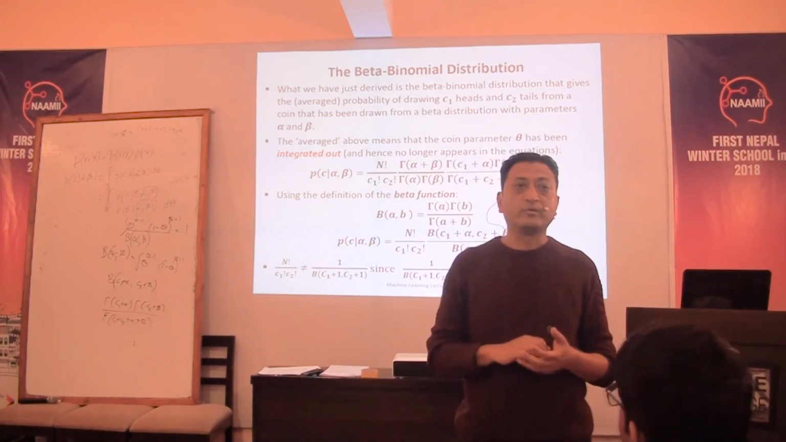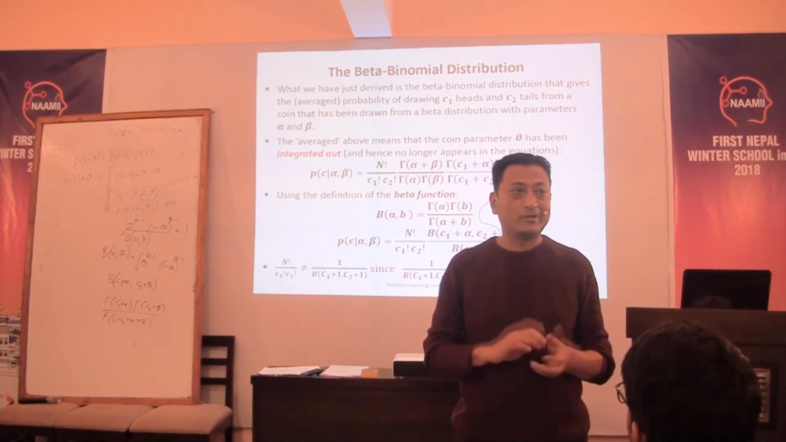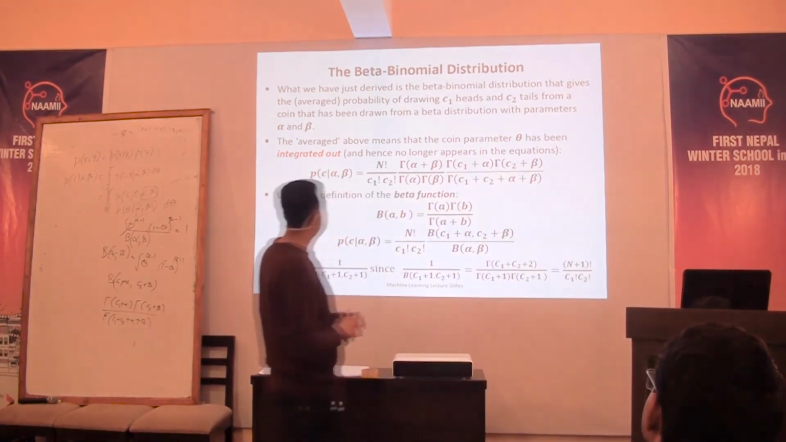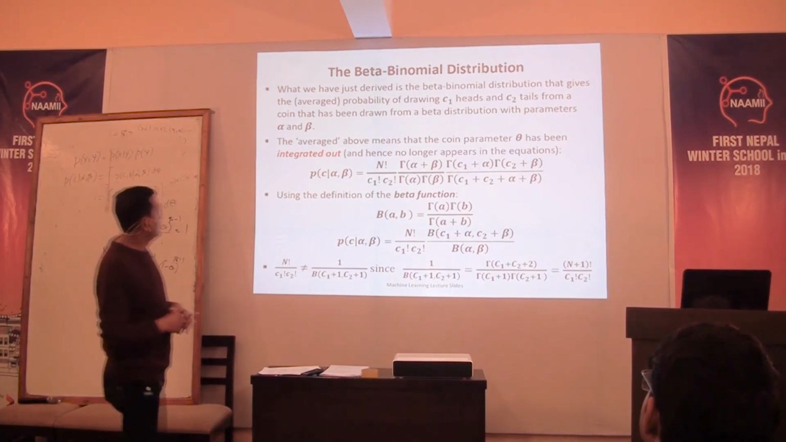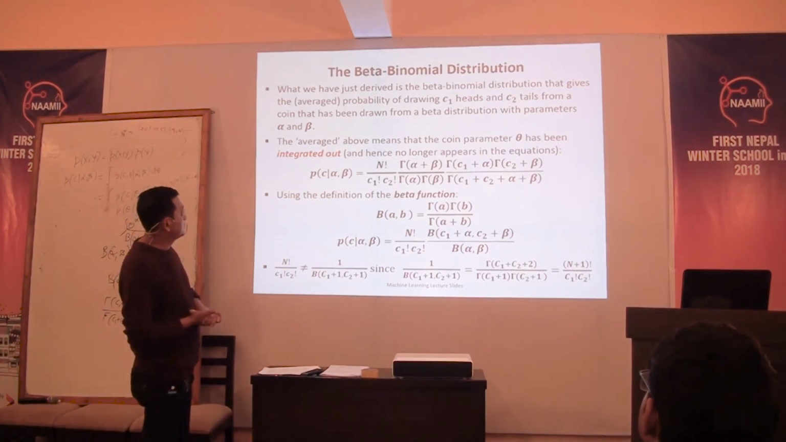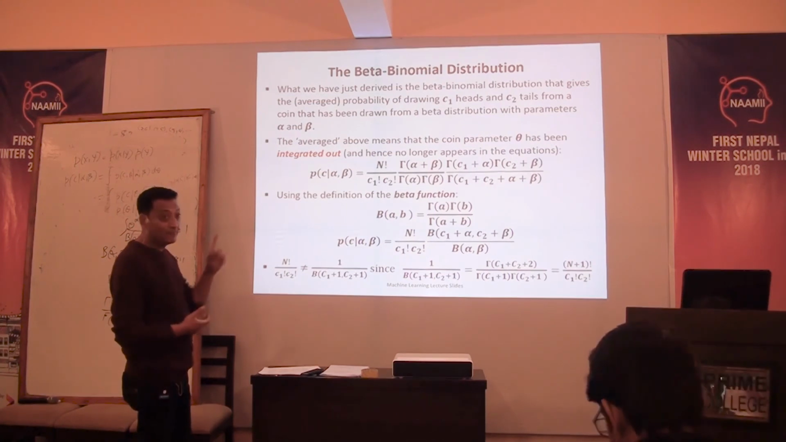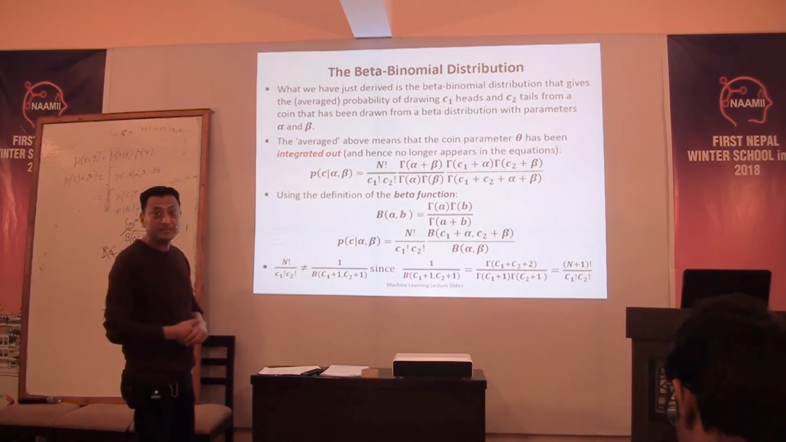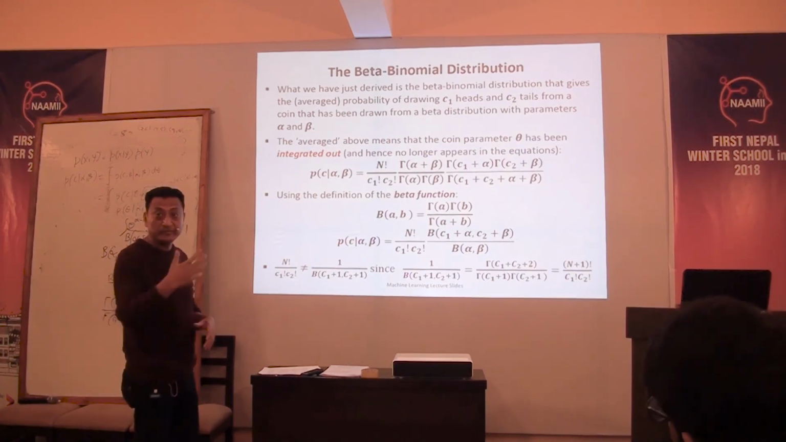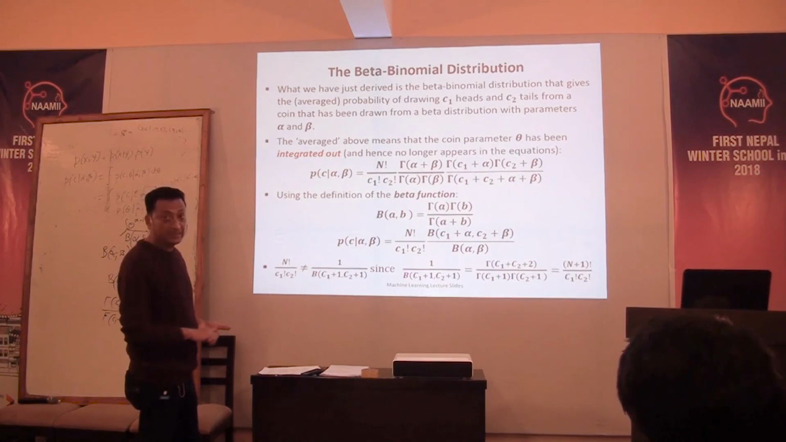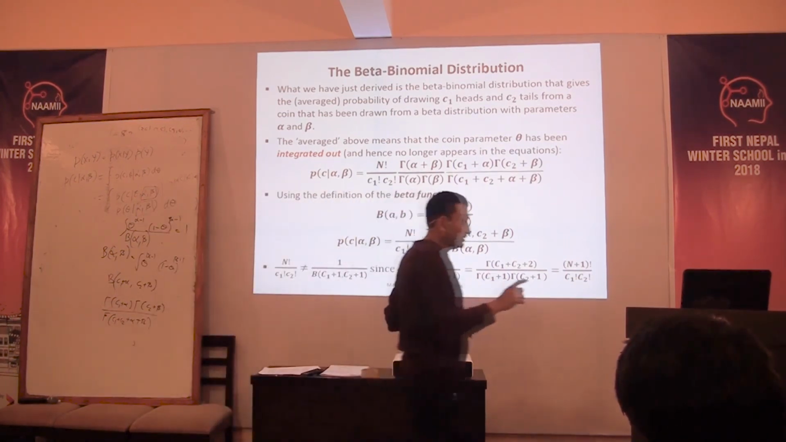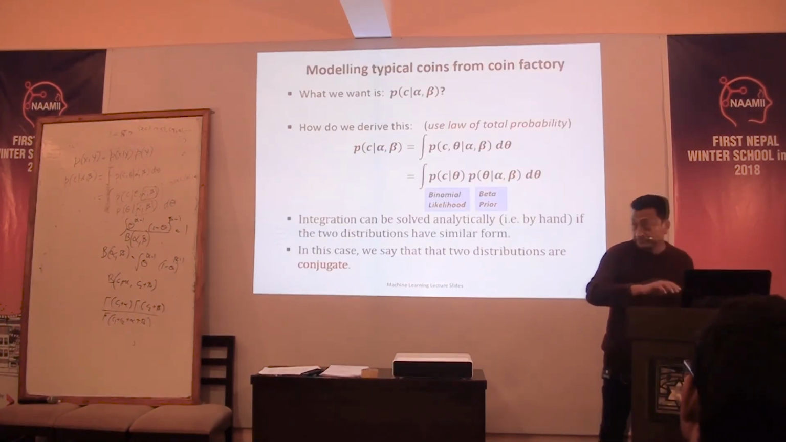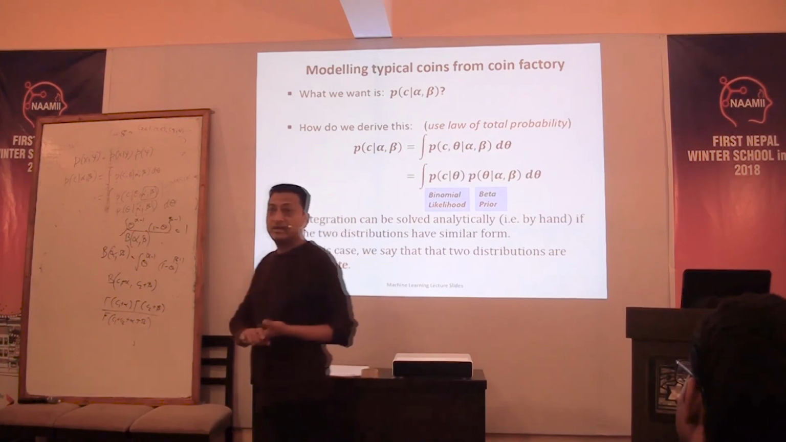Moving on, this distribution is known as the beta binomial distribution. It is quite an important distribution used primarily for unsupervised learning, for clustering algorithms. We're not going into the details here. But the key point is that what we have just derived is the beta binomial distribution that gives the averaged probability of drawing C1 heads and C2 tails from a coin that has been sampled from a beta distribution from a factory with parameters alpha and beta. I want to go back to this equation once more and make sure you understood this, using the analogy I gave earlier.